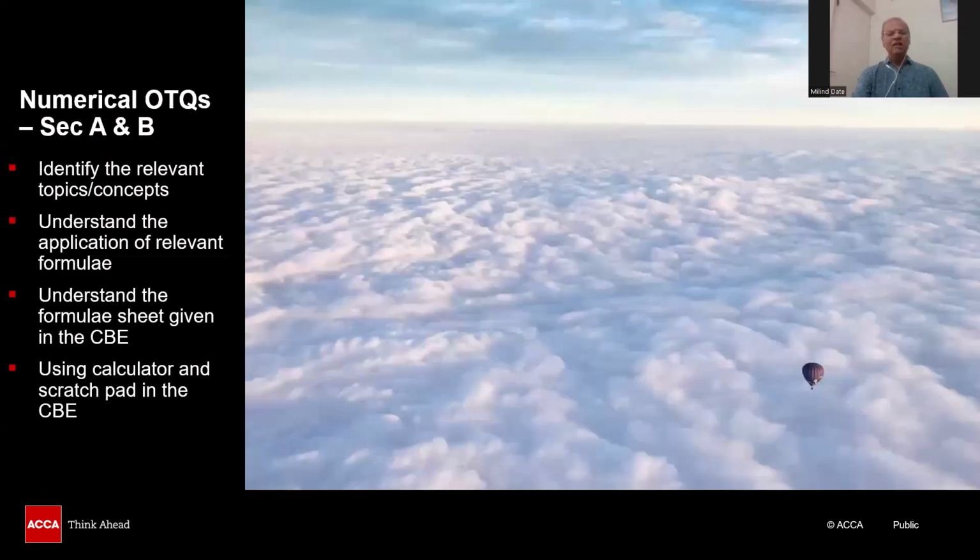So therefore, let's see how the numerical OTQs will relate to sections A and B. When you're learning or when you're revising, first of all, identify relevant topics or concepts on which numerical OTQs can be set. And the best way for you to identify these is referring to the syllabus and study guide as well as the ACCA study hub.